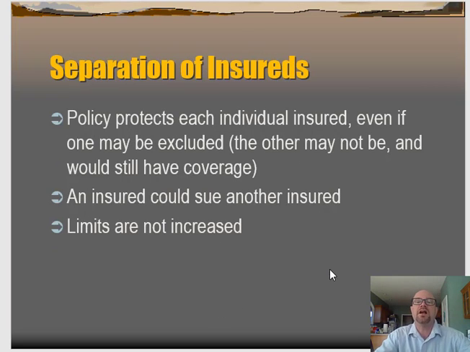Okay, next up, want to talk about separation of insureds. All we're saying is that each individual person is protected by the policy. So it could be that somebody else does not have protection under the policy. That doesn't affect the first person that we're talking about. It sometimes happens that insureds sue other insureds. That can happen, and that's okay. That doesn't void the coverage.